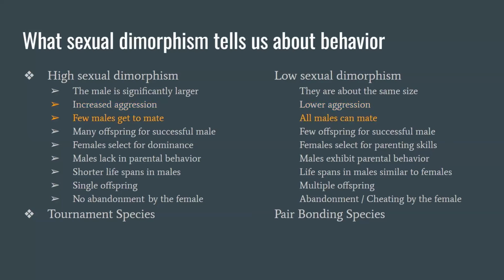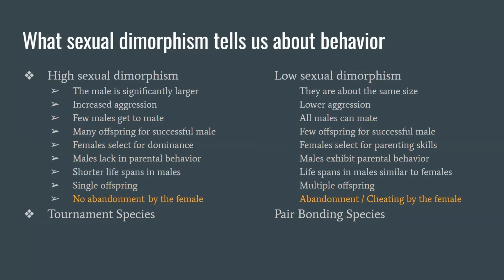Fewer males get to mate, right? A gorilla fights for the right to mate. And if he wins, the winning gorilla gets to mate all the females. Everybody else, all the other guys, they're losers. Where in a low sexual dimorphism species, all the males get to mate. If you win the battle, though, in a tournament species, all of the offspring are yours. Where in a pair bonding species, only 1 or 2 or 3 are yours. Females select for dominance in tournament species, where females select for parenting skills in pair bonding species.